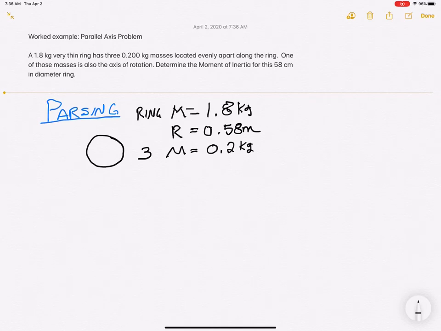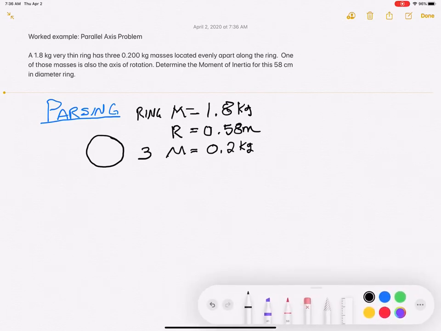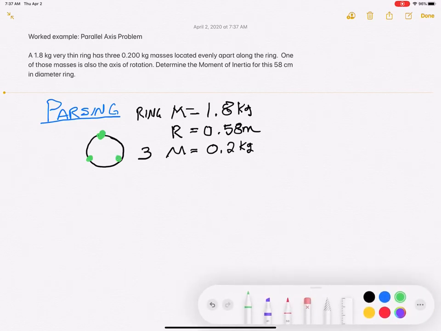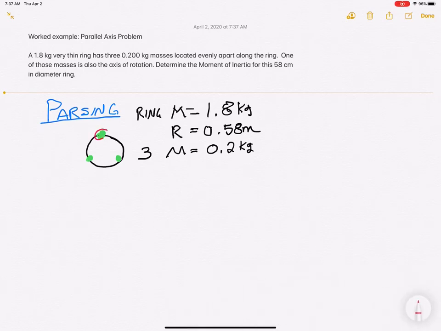But we have to be a little careful, because when I place these masses, let's use the green for them. I have one here, one over here, kind of one over here. We're told that one of those masses is our axis.